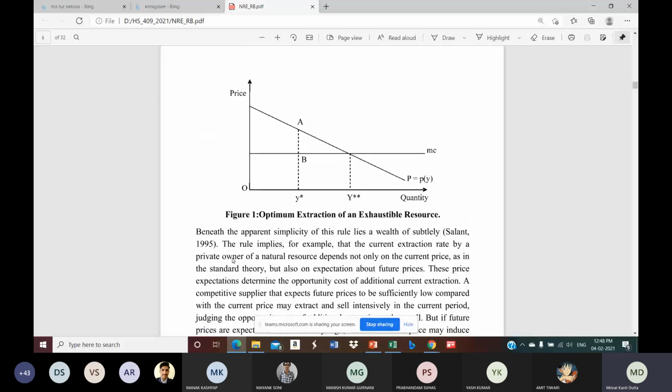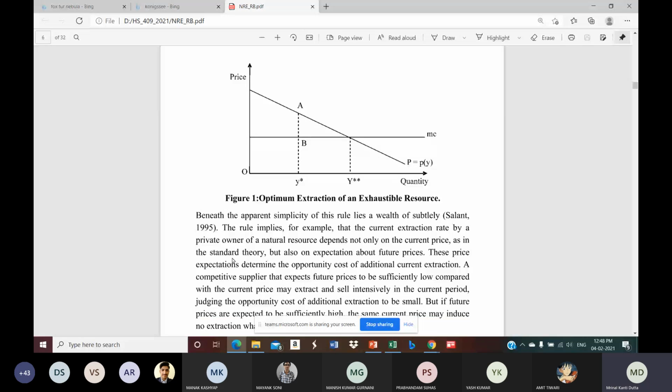There is a demand function, given as P equal to P(Y), which means the quantity and price are interlinked. Price and quantity have a negative relationship. At a higher price, quantity demanded will be lesser, or at a higher quantity, the price will be less. Now, if we assume the marginal cost of extraction to be constant, it will be a straight line parallel to the x-axis where quantity is measured. On the y-axis, we measure the price. The demand curve and the marginal cost intersect at a point deciding on a quantity level given by Y double star.